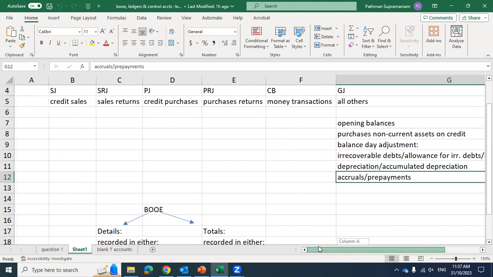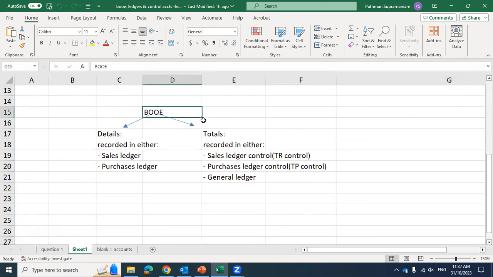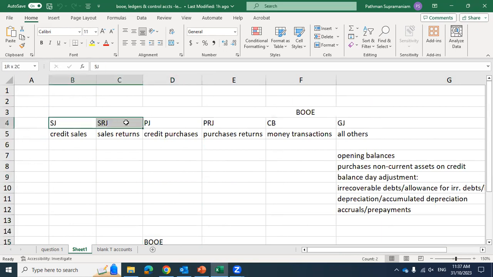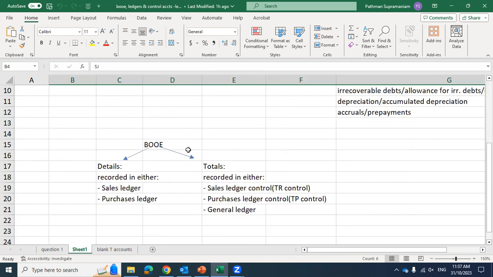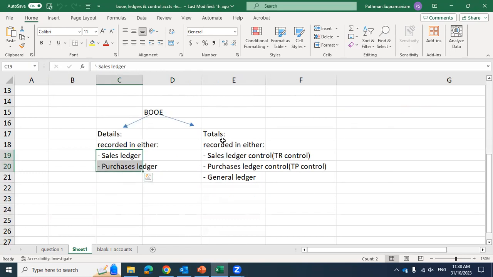My point to you is this: it all starts with books of original entry. When I label here books of original entry, I could be referring to any one of these 6 here. It's important for you to understand that the details recorded in the books of original entry would be transferred or posted to either the sales ledger or the purchase ledger as appropriate. But then the totals from the books of original entry would be recorded in the sales ledger control or purchase ledger control account in the general ledger.